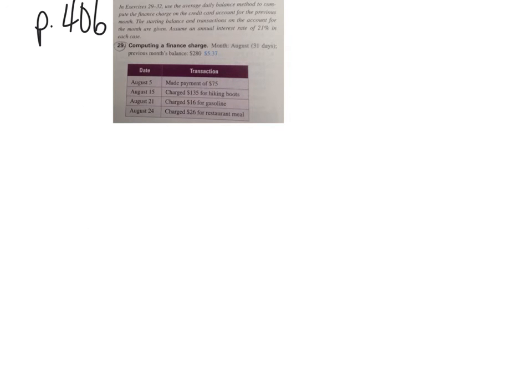They'll usually set it up like this on page 406, number 29. In the italics, they tell us it's average daily balance. So again, make sure you know what method you're doing for each problem. They're also telling us the interest rate in the italics, by the way. It's 21%, so keep that in mind. So they usually set it up like this, where they give you a table, and they also tell us that our month is August, so there's 31 days, and our previous month's balance is $280.